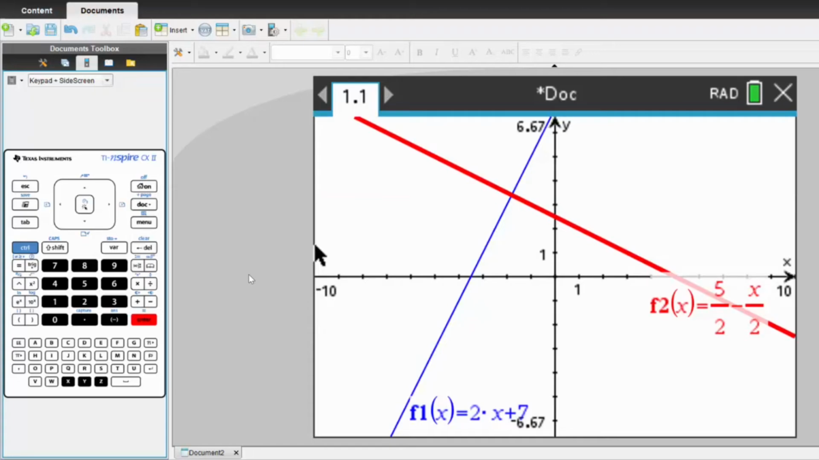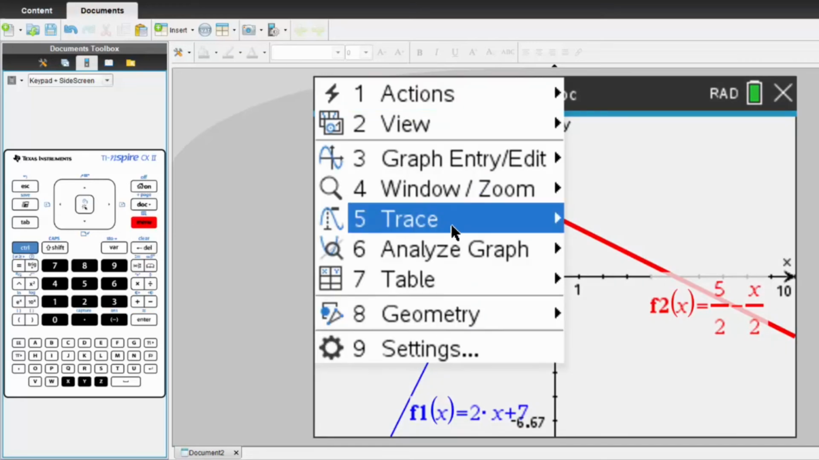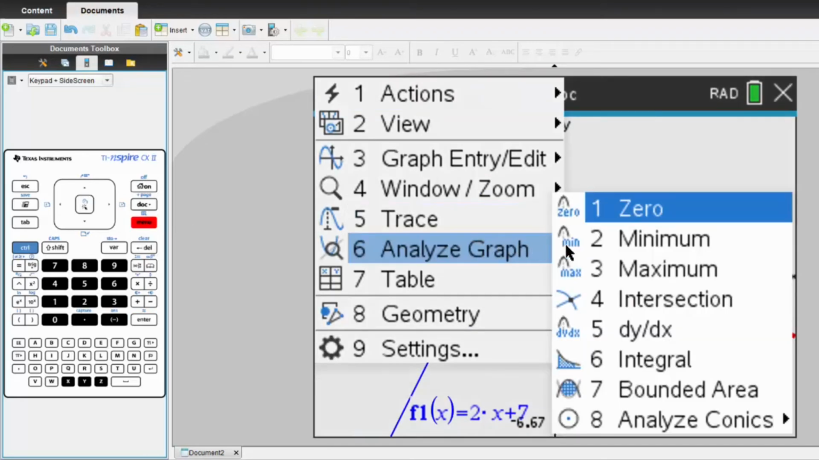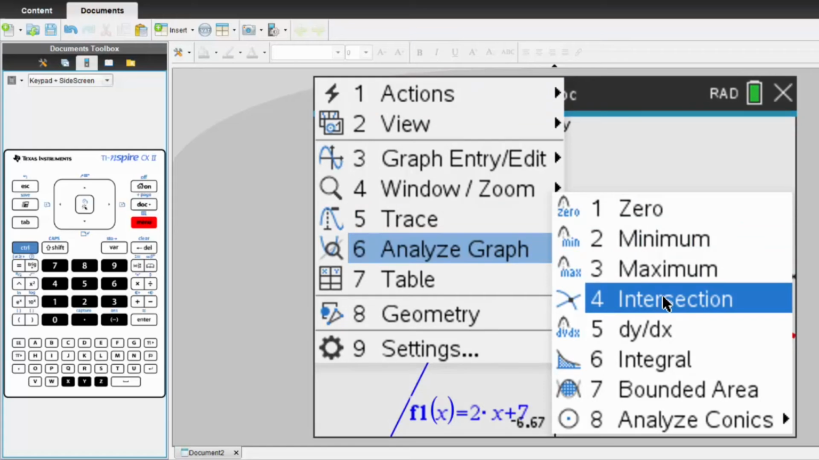So you see here now we have our two lines graphed, and we want to find this point in the middle where they intersect. Now to do that, you need to press Menu, go to Analyze Graph, and then you have number 4, which says intersection. So your calculator will search for where your graphs intersect. So click on that one.